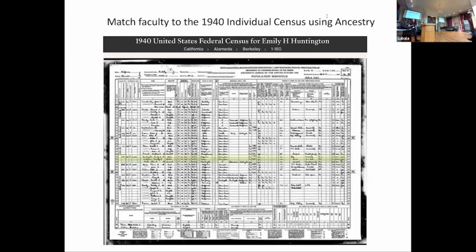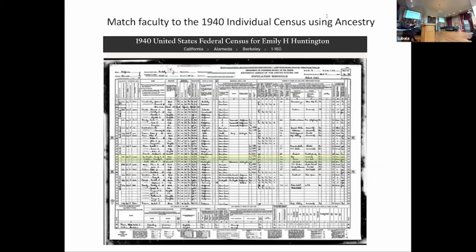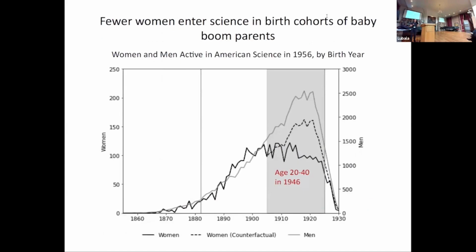One more. I'm just going to show you the results on selection. We want to look at selection more carefully, so we have to figure out who survived to enter the Men of Science. To do this, we match faculty directories with the census, and we see whether women are more or less likely to survive the census to enter the Men of Science. I'll show you this really quickly. Women are half as likely to survive as men. And this is the graph that actually motivated me to start this research.